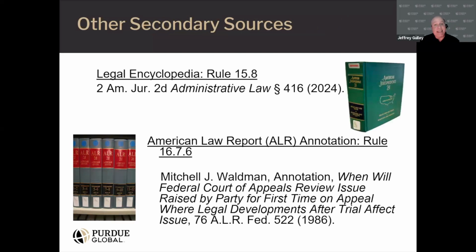Other wonderful secondary sources, one of my favorites in Westlaw. All of these are available in Westlaw. All of the law review articles for every law school in the country, and some national publications as well. I love American Jurisprudence Second. It's a wonderful legal encyclopedia, as is CJS, Corpus Juris Secundum. But I'm an AmJur fan, have been for a long time. And you cite it according to Rule 15A.